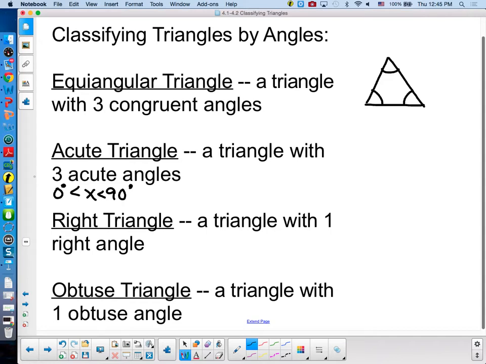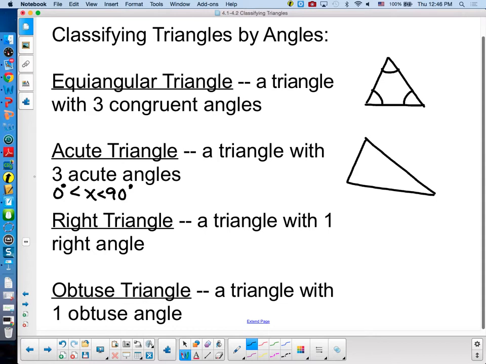Not always are they all the same. So there's one stretched out a little bit further. So all of these angles smaller than 90 degrees is an acute triangle. We'll talk about the degree measure in this lesson, so we'll get there.